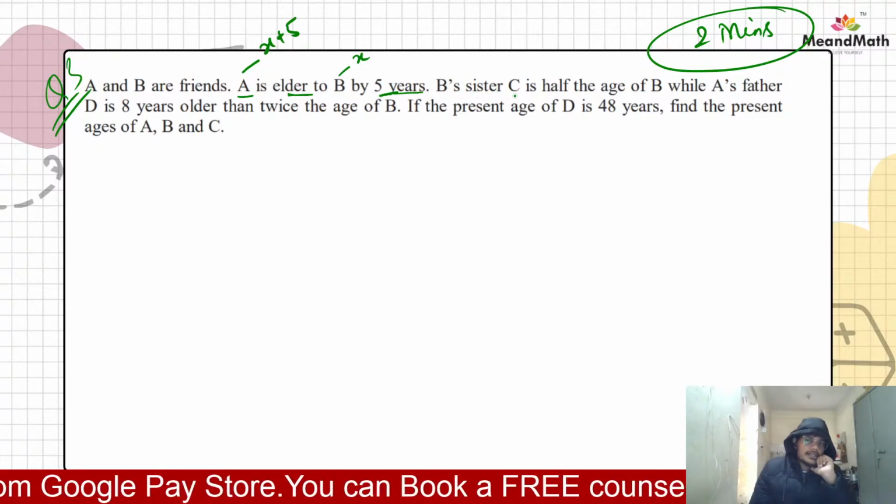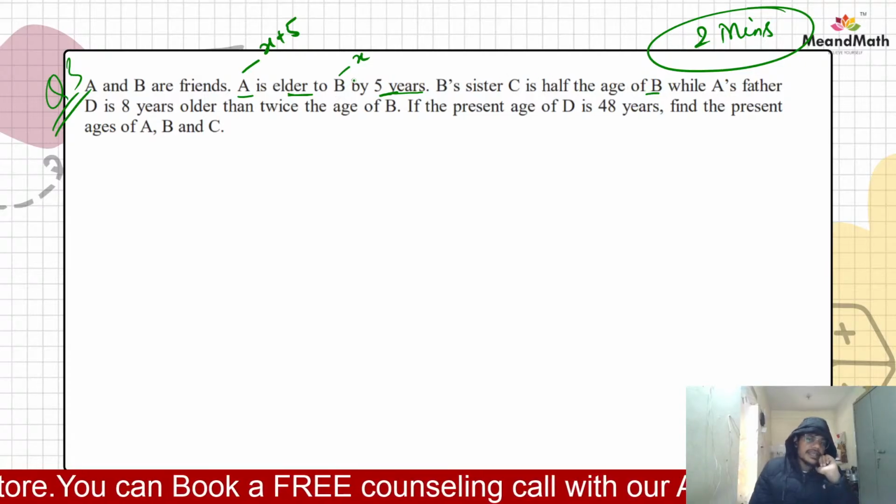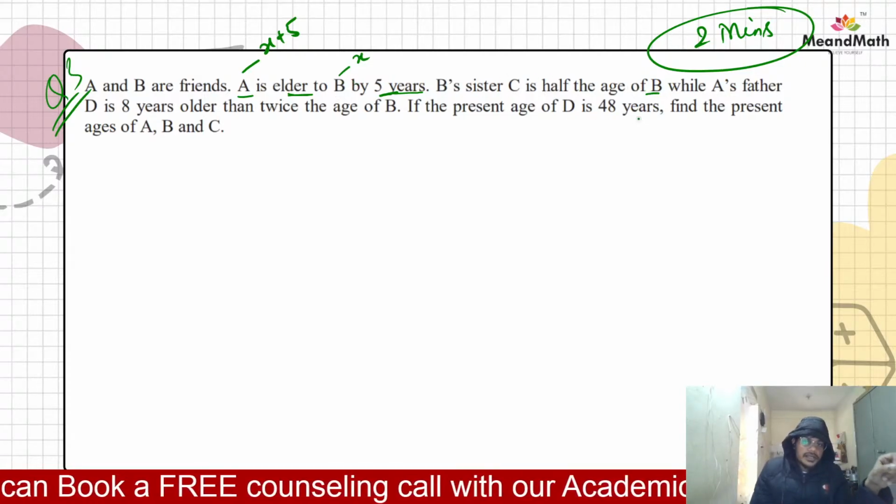B's sister C is half the age of B, right? That means if B's age is X, then what is the age of C?